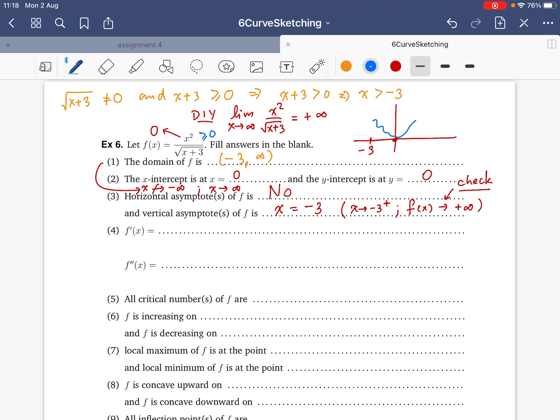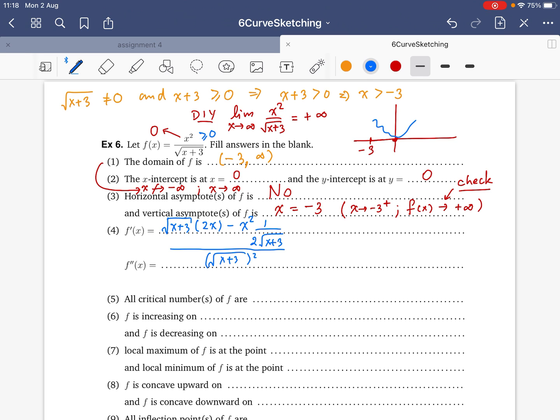So how about the derivative? This is something that may be a little bit difficult. So the derivative will use the quotient rule: the bottom times the derivative of the top, minus the top times the derivative of the bottom, over your bottom squared.